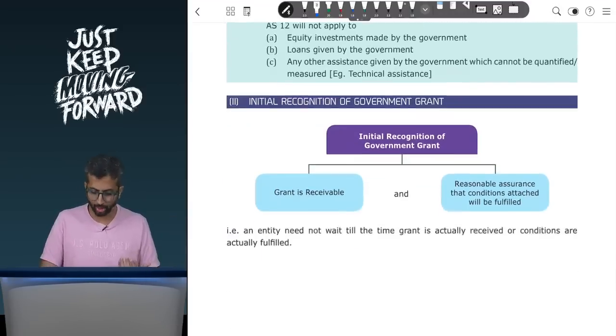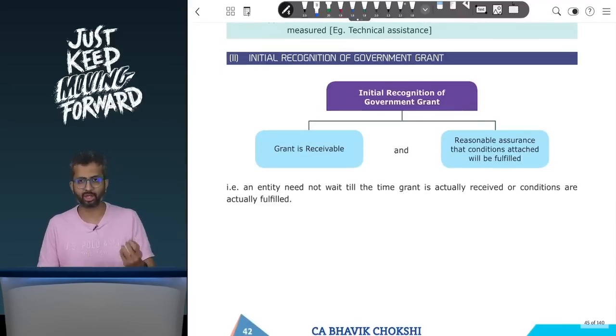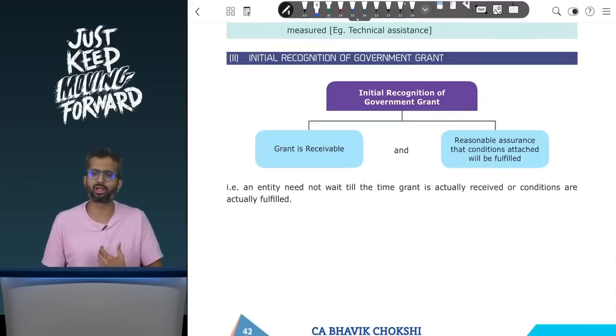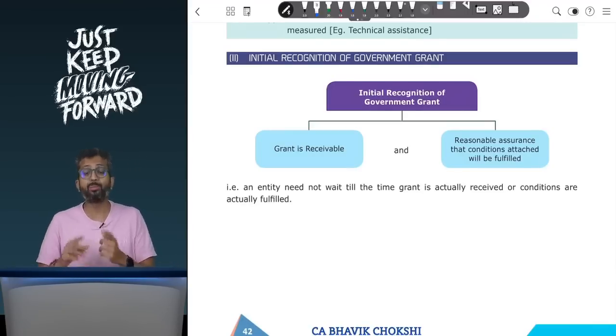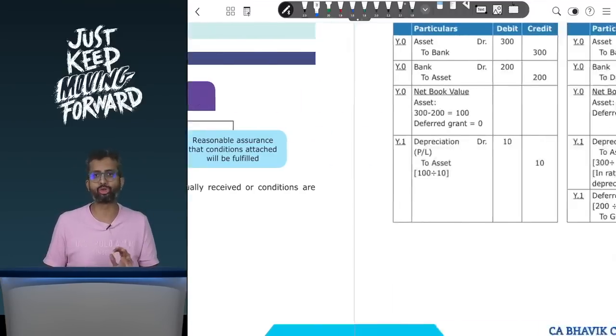Now grants over here, when do you recognize the grants? Let us say a subsidy. You are buying an electrical car, the government gives you a grant, a subsidy. When do you recognize? Well, you will recognize a grant when it becomes receivable. And if there are conditions attached, it is reasonably certain that the conditions will be fulfilled. You don't need to wait till the fulfillment of conditions. You don't need to wait till the time of actual receipt of grant.